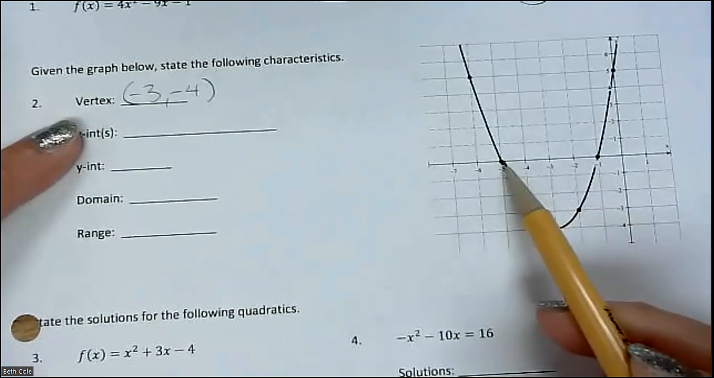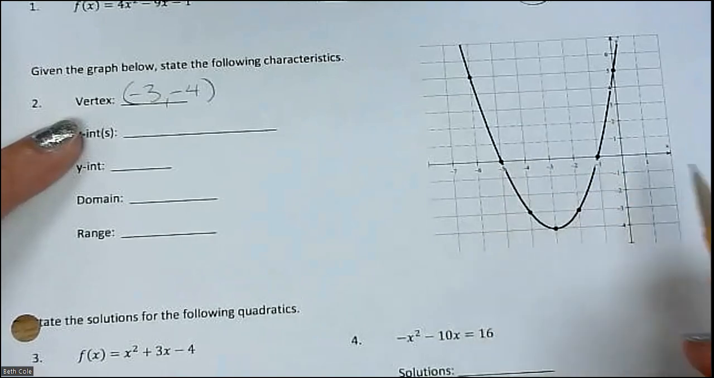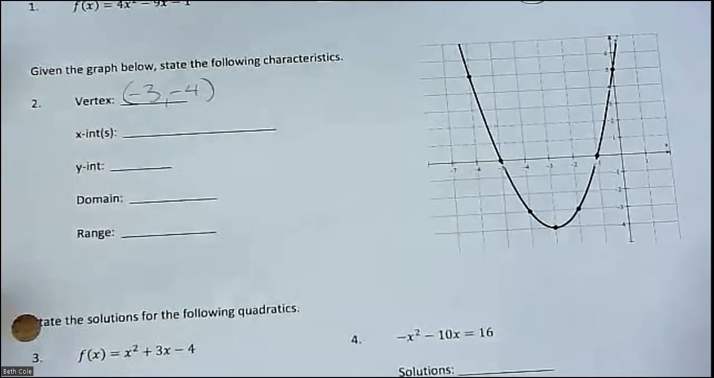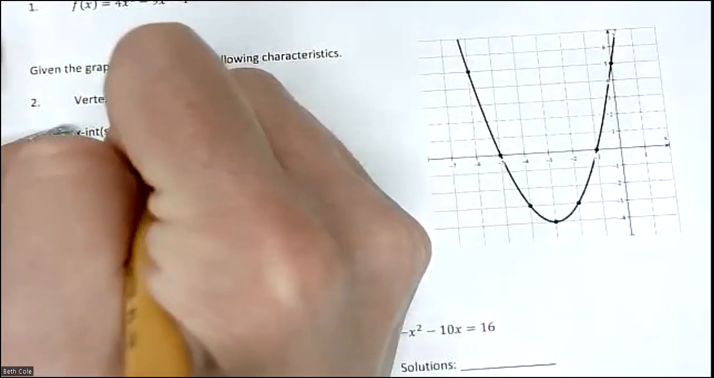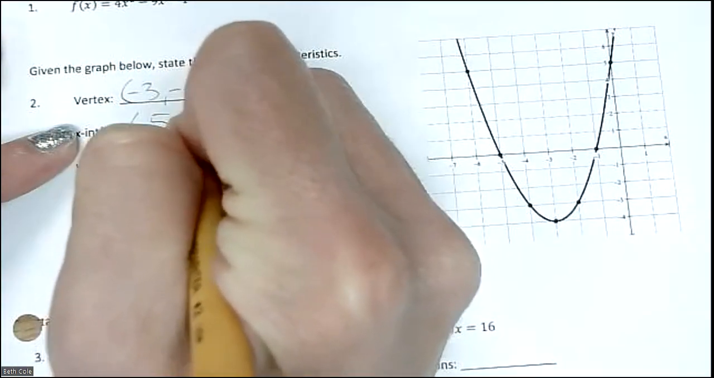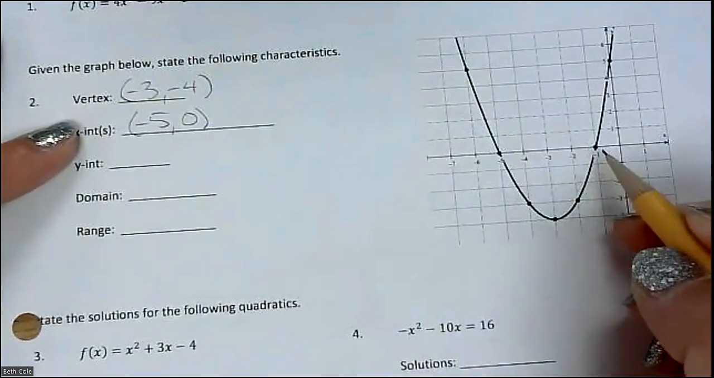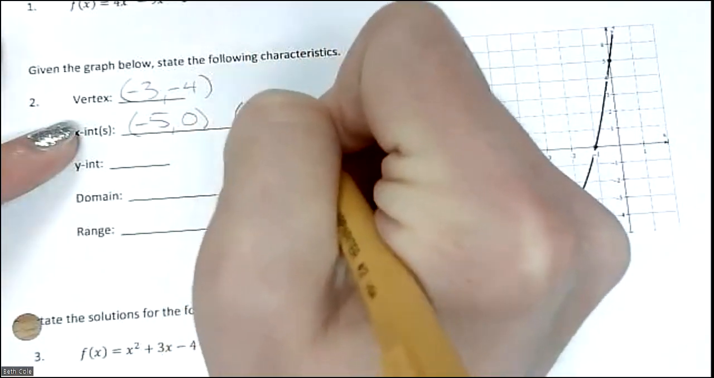All right, x-intercepts. There are 2 of them. Can anyone give me one of them? -5, 0. Good. And then the other one is -1, 0. Cool.